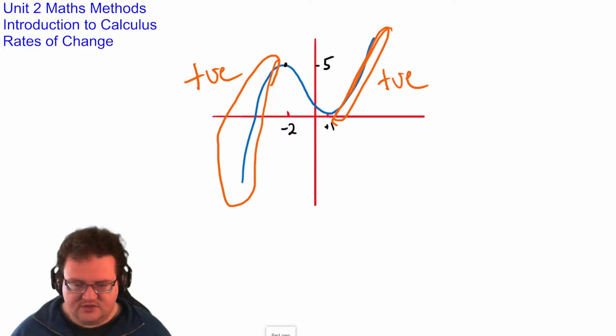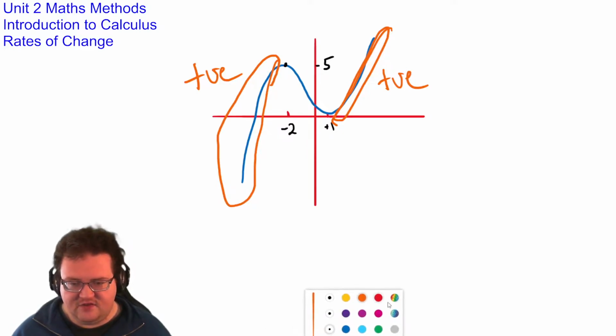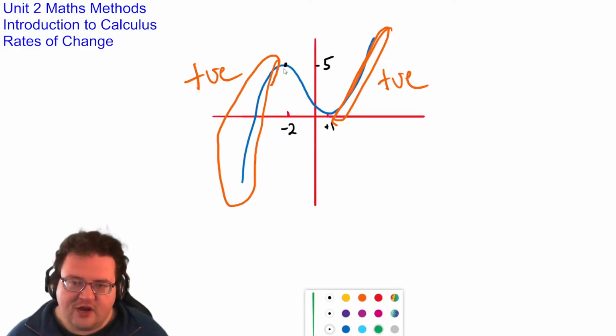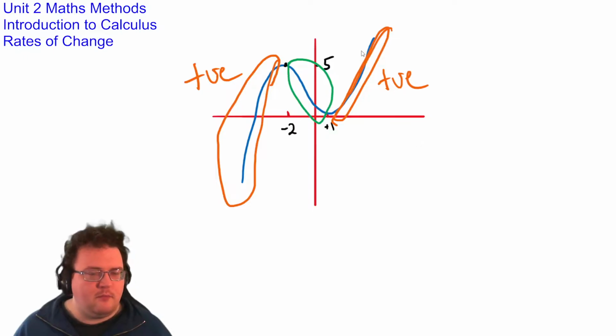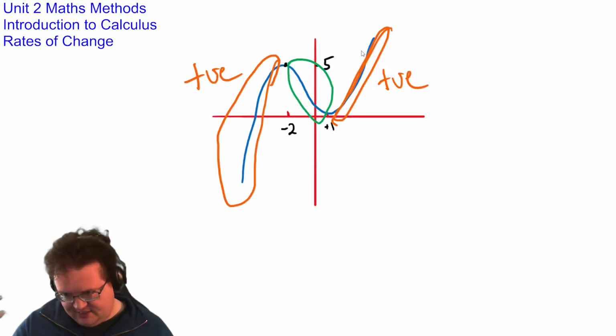Now, obviously because I'm changing colors, there's going to be a big hint that something's going to change. If I look at between minus 2 and plus 1, what would I say the gradient of that section is? If you imagine it as a straight line, yeah, it's going to be negative.